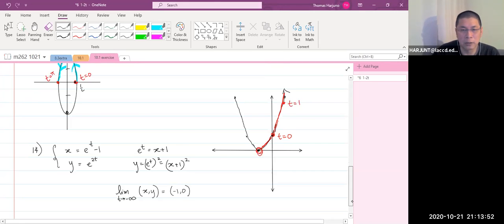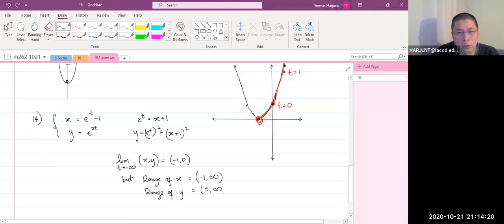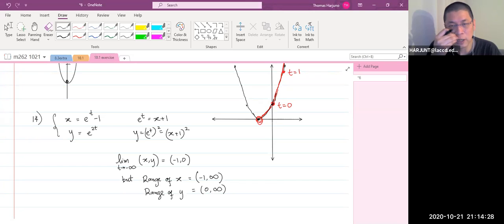Okay, but the range for x will be -1 to infinity, not including -1. The range of y is from 0 to infinity, not including 0. So not including the endpoint. First of all, it's not a full parabola. Second, it's not even including the vertex.